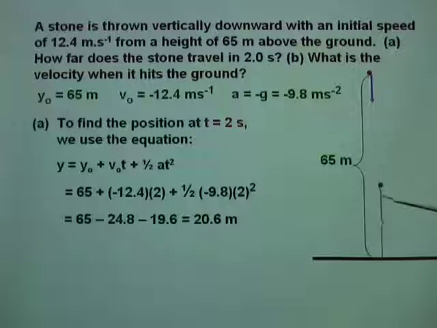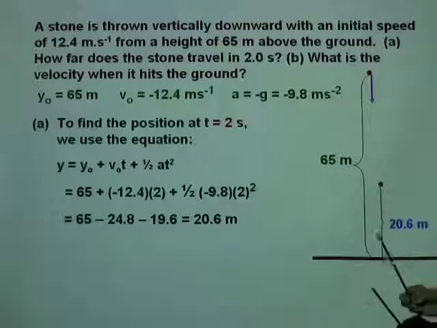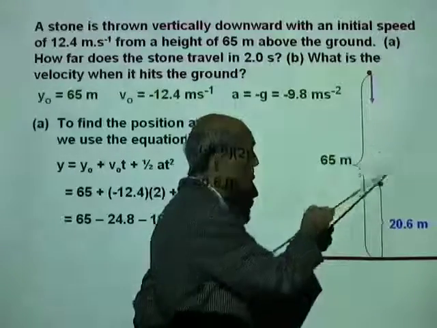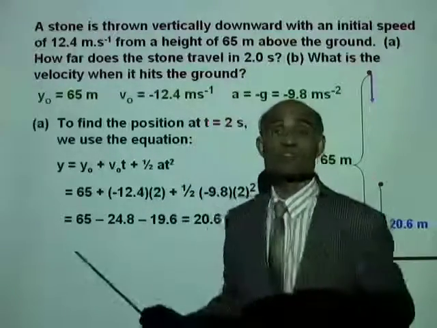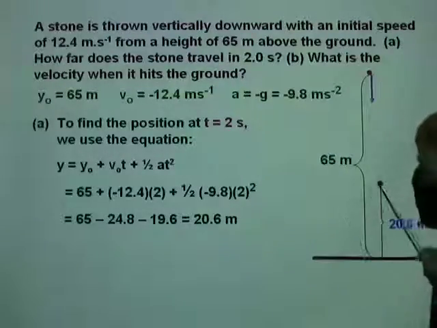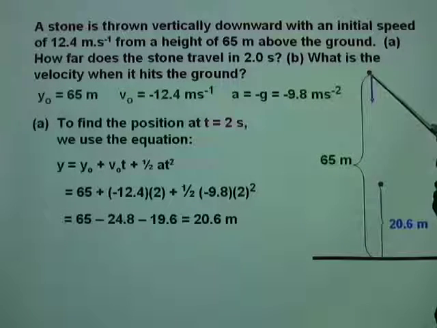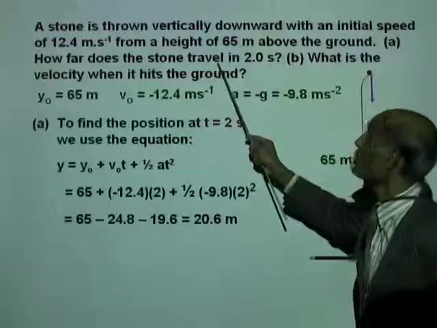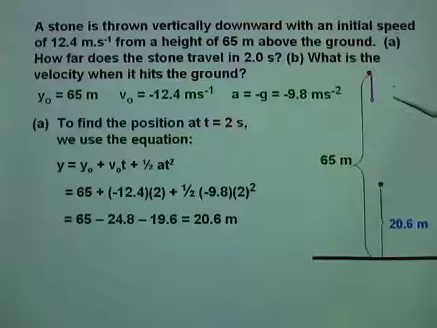So it is here. This is 20.6 meter. Don't confuse it. This 20.6 is not the distance it has fallen. At the end of 2 seconds, its position is y equal to 20.6 meter. And that means the answer to the question, how far does the stone travel? It traveled this far. That means the whole distance is 65, and at the end of 2 seconds it is at y equal to 20.6 meter.